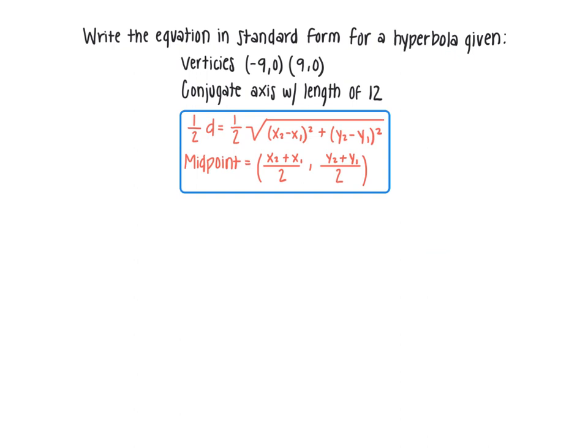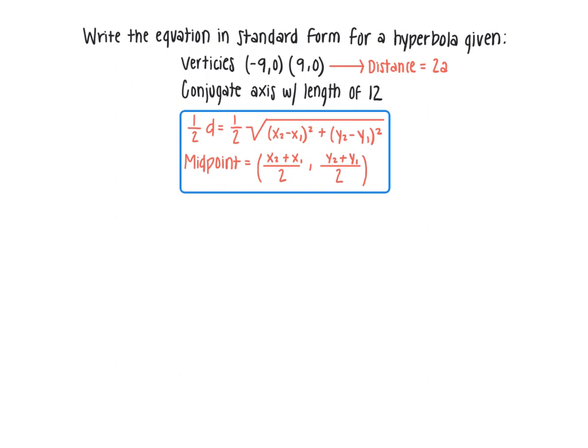Okay, so the next type of problem that you could possibly see is where they don't give you a graph, but they give you characteristics of the graph. So the two characteristics that they gave us were our vertices. And if we remember, the distance between our vertices will give me 2a. So if I find that distance and divide by 2, that gives me a. And then the next piece of information is that they gave me the length of my conjugate axis.